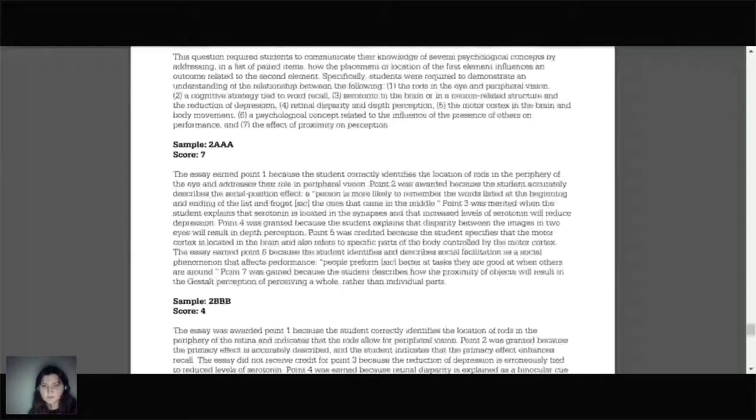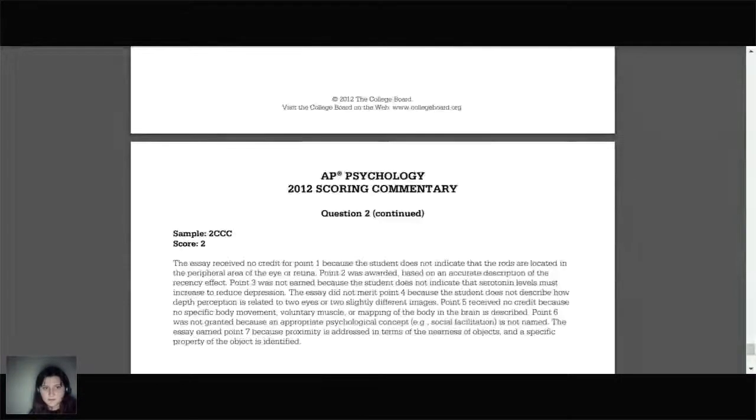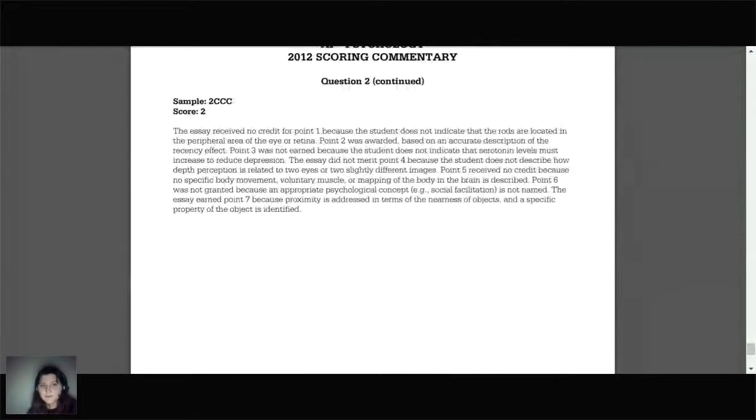So the first one got a 7. The second one, which was the mid-performer that we skipped over, would be a 4. And then at the end, the last one will be a 2. So just going into the official College Board response.